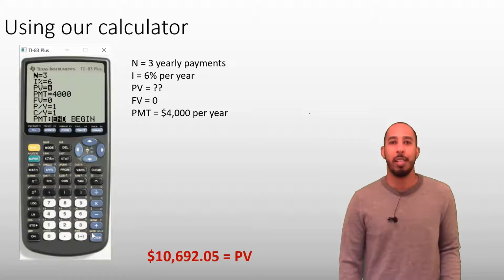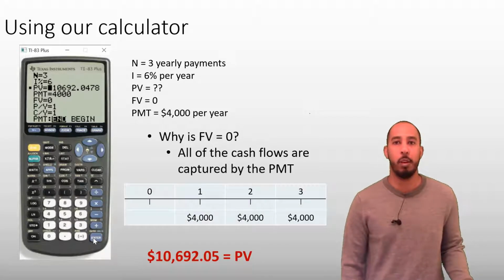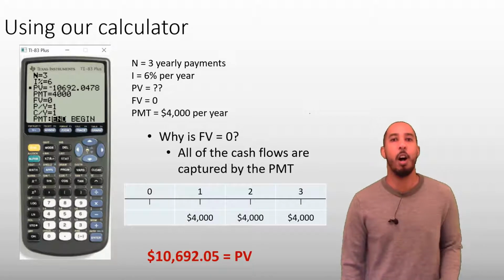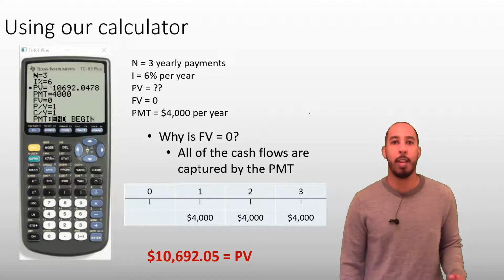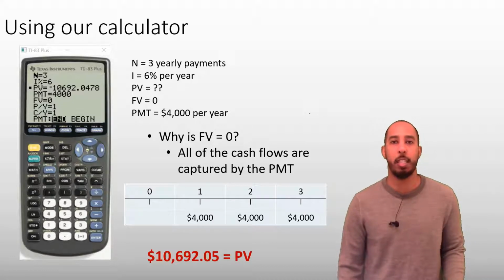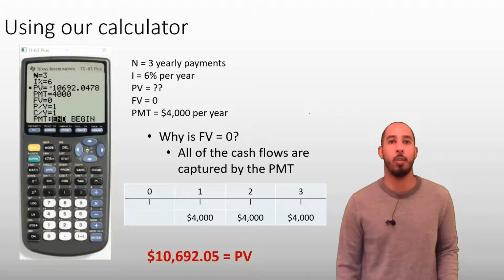You might be wondering, why did we set FV equal to 0? The reason is, all of the future cash flows are already represented by the $4,000 payment that we input. There's no other cash flows to consider, so FV, the future value, is equal to 0. Later on in the semester, we're going to deal with scenarios where this won't be the case. But for right now, since all the cash flows are represented by the payment, we're going to leave FV as 0.